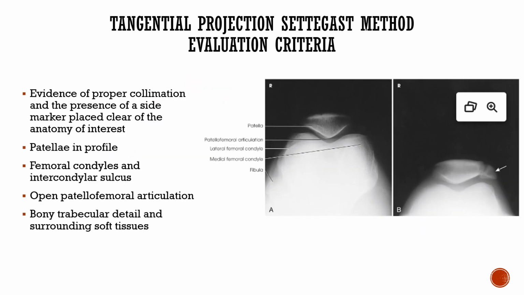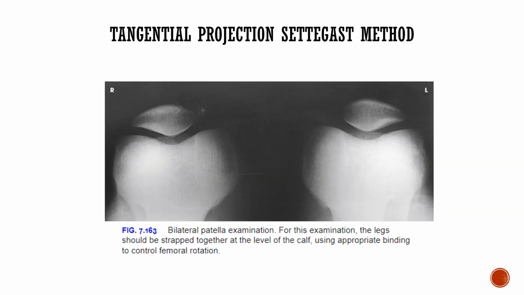In the Settegast method, you want the patella in profile. The femoral condyles and the intercondylar sulcus should be visualized. And the big thing is we want to see the patellofemoral articulation. And here's a patient with the bilateral patella examination using the Settegast method.